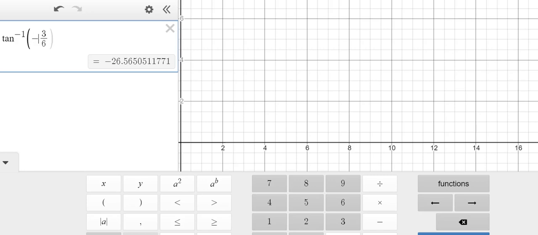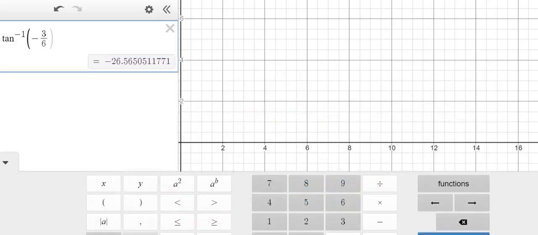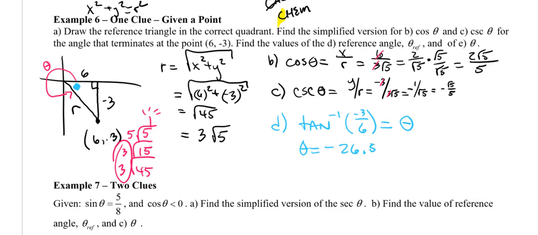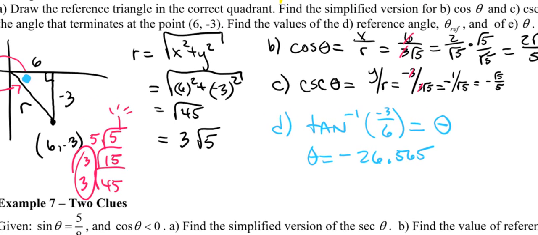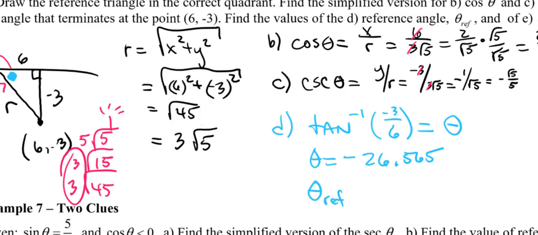So when we key that value in, we get -26.565. All right, so that's our value. So -26.565. So that is my reference angle, actually, because the reference angle, remember though, it's got to be between 0 and 90, and it must be positive. So that reference angle is going to actually be 26.565.